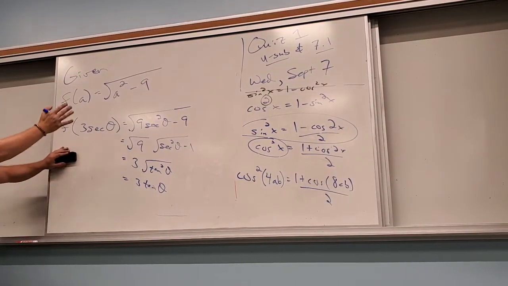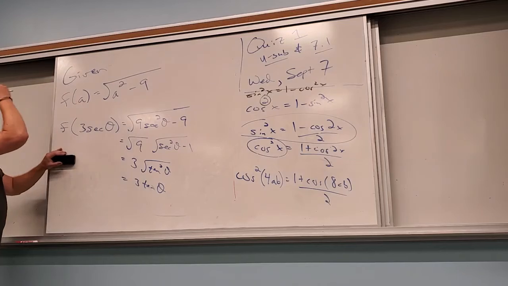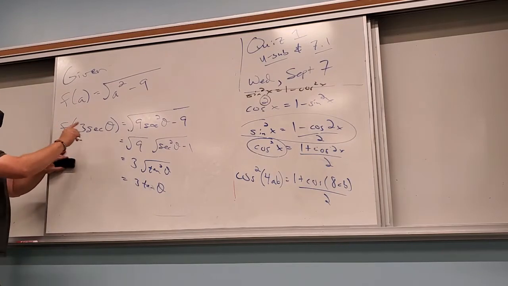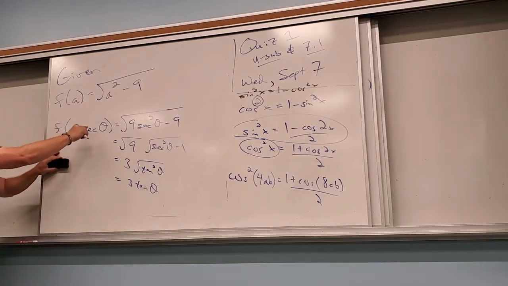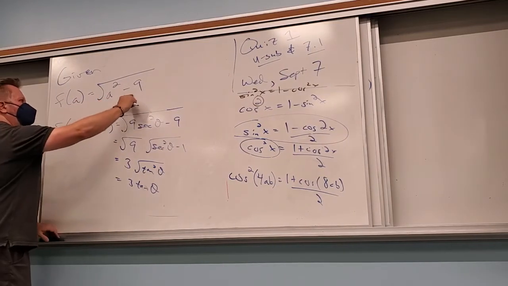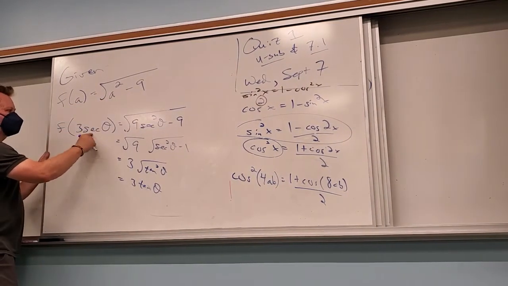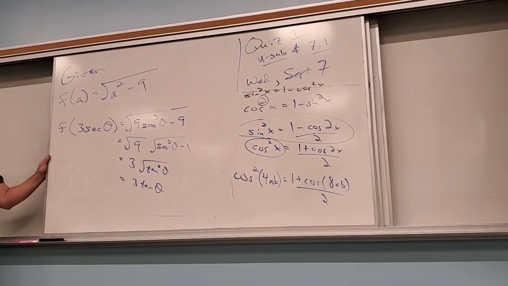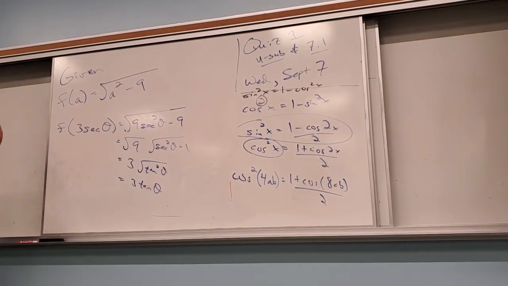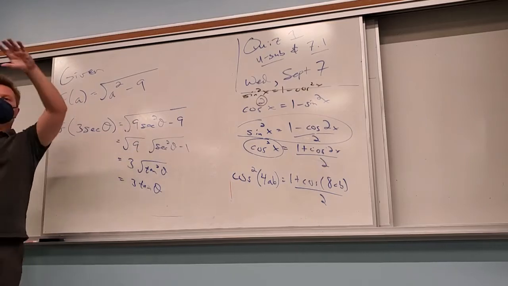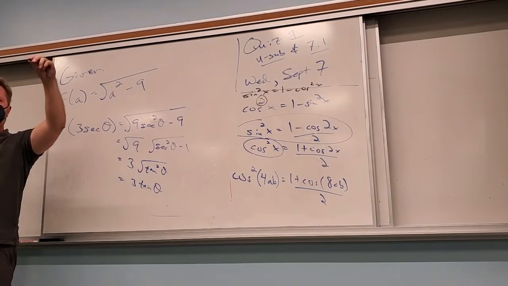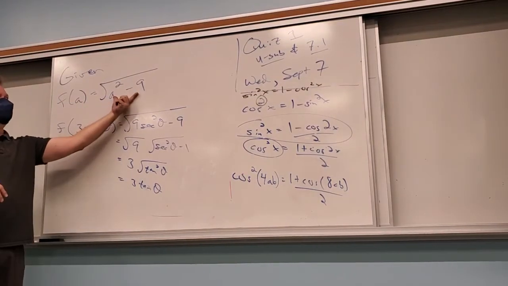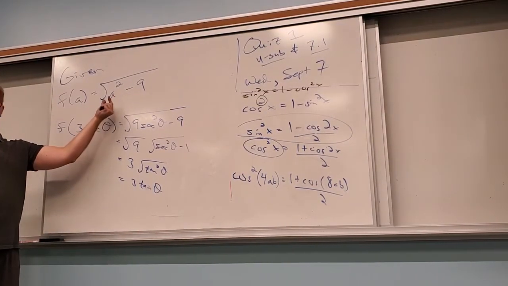Okay. I really want you to understand why I made it 3 secant theta. What was it about this form that told me I had to use secant? X squared minus the constant. Yes, because it's secant squared minus 1, so it's the function squared minus 1 that equals something else. That form told me secant would work.